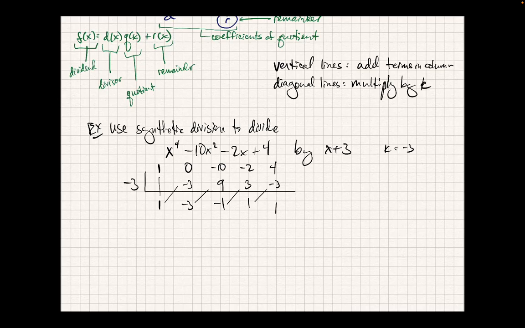So if I write my original problem like this, x to the fourth minus 10x squared minus 2x plus 4 over x plus 3, that equals, let's write this down. Give me my polynomial here.